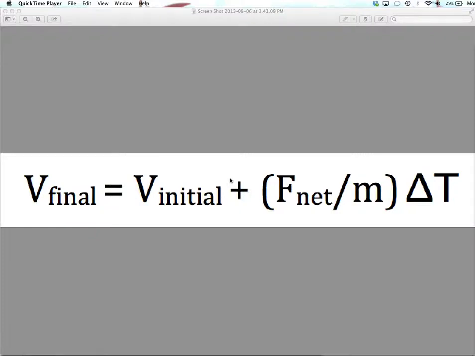For this lab, I studied the motion of a falling object. Newton's second law was still used, but unlike the previous experiment, F net was not zero and the velocity was not constant. The final and initial velocities were still measured in meters per second, the net force was measured in newtons, the mass was still in kilograms, and the delta T was in seconds.